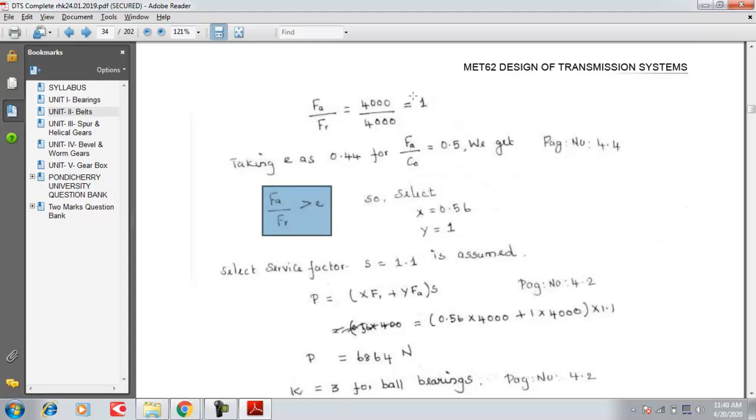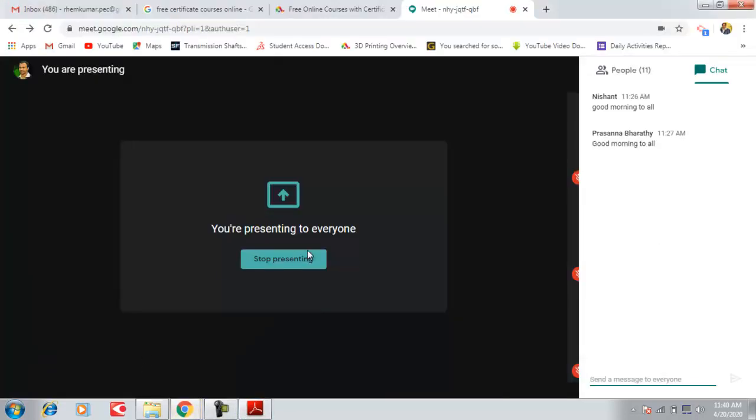If the FA by FR ratio is greater than E, you have to find the value of FA by C0 first. FA by C0 is given in the problem itself. If it is not given, you have to find it by using page number 4.4. I already discussed that. Sorry, 4.13. We have to find out the value of FA by C0 if they have not given the values.